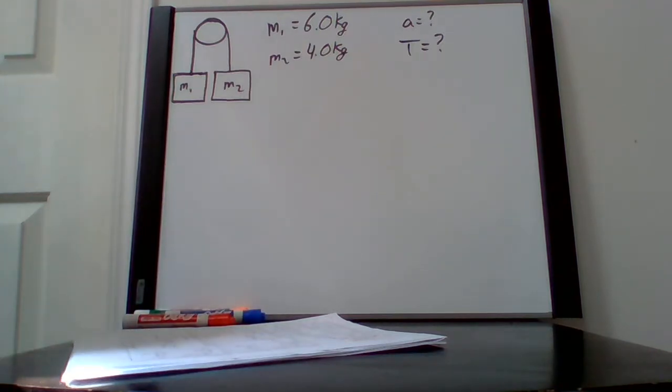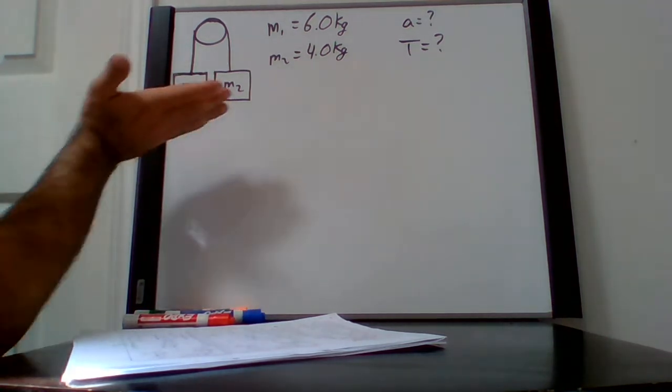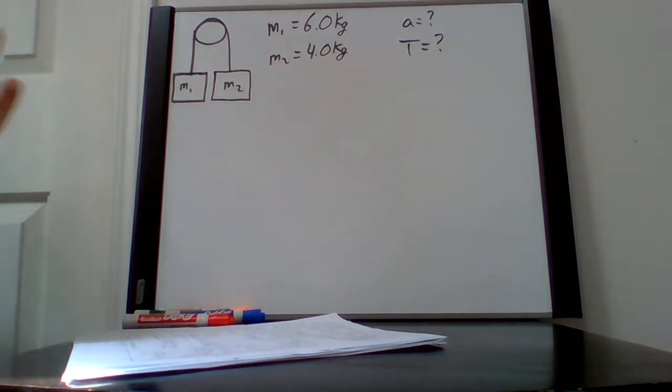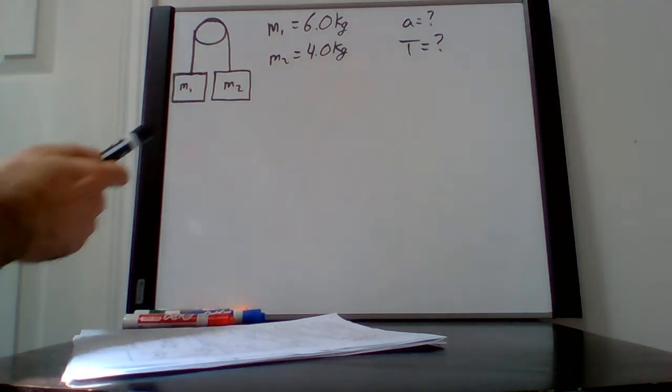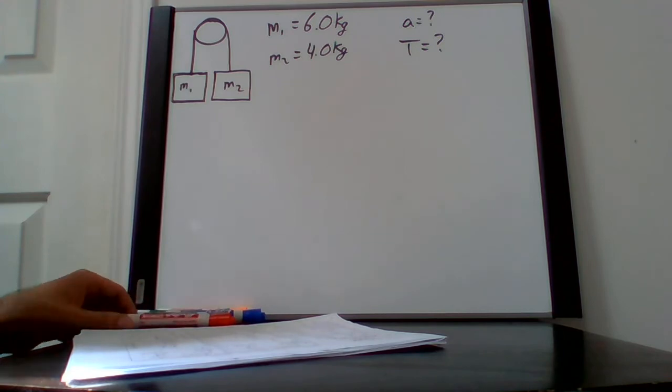All right, let's get working on our first of 3 examples that we have here. The first one we're going to deal with is this pulleyed system again. We have 2 masses hanging from a pulley, a 6 kilogram and a 4 kilogram. We start from rest, we let go, we want to know what happens. First off, we want to find the acceleration of the system, and then we want to calculate the tension in the string.